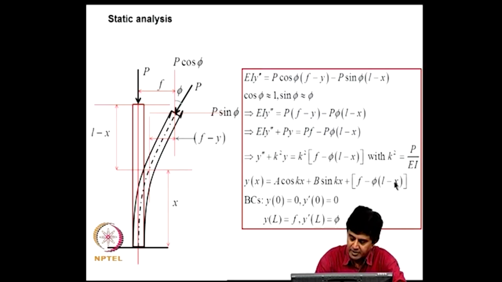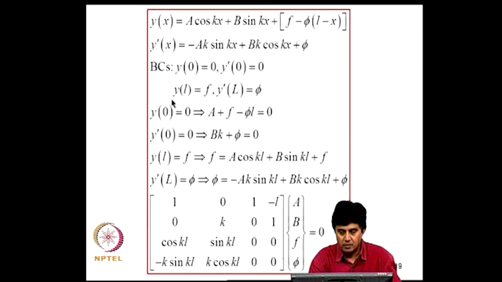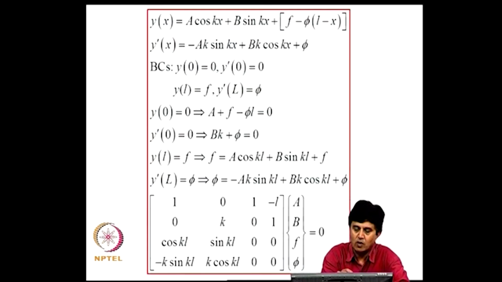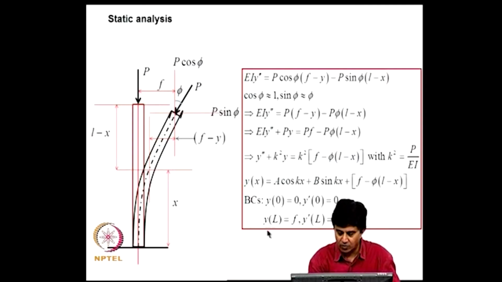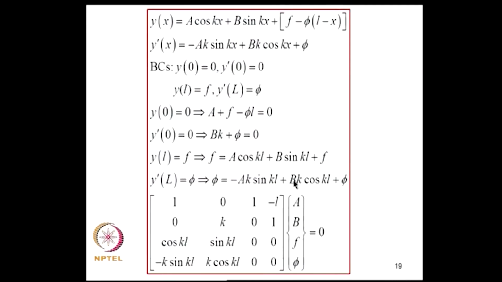Now, what are the boundary conditions? At x equal to 0, y of 0 is 0, y prime of 0 is 0, and what are f and phi? f is y of L and phi is y prime of L. That is how we have introduced that. Now, therefore, there are 4 constants A, B, f and phi which are unknowns, and there are 4 conditions. What are these 4 conditions? These are the 4 conditions. So, I can now impose that.